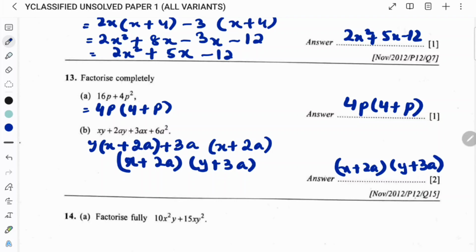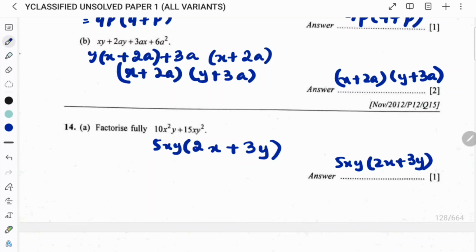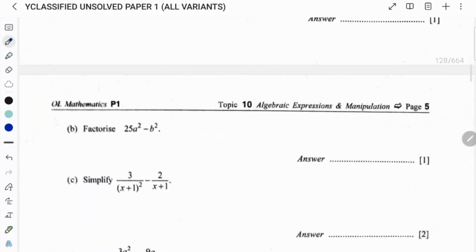The next part, factorize fully. So what are we going to do? First of all, we'll see what is common in all. So common in all is 5xy. 5 times 2 is 10, and then x left. 5 times 3 is 15, and then y left, and we cannot do more. So 5xy and 2x plus 3y. They just ask you to factorize fully. So take out everything that is common, if it is in the numbers, coefficients, or the variables, anything.